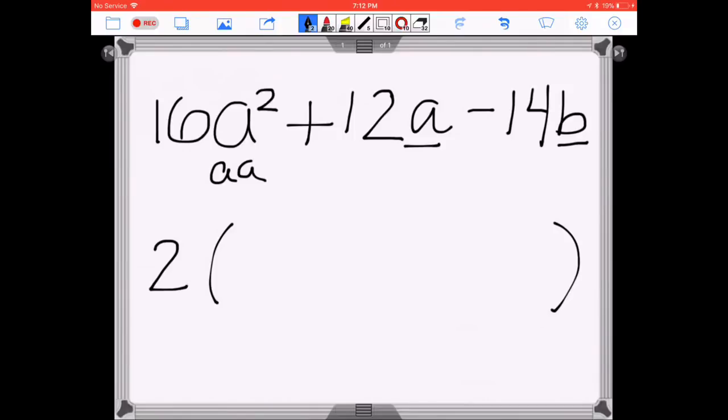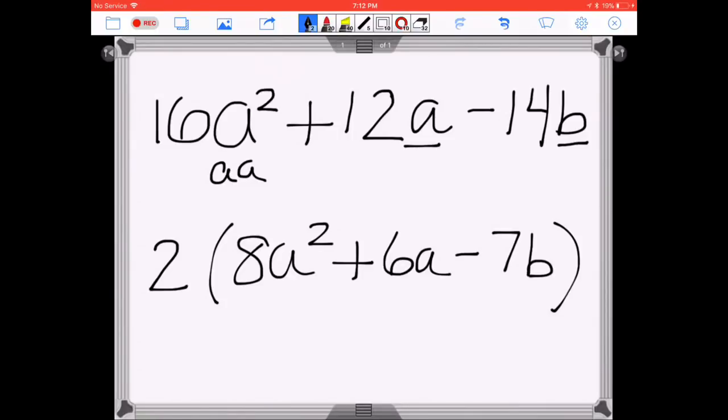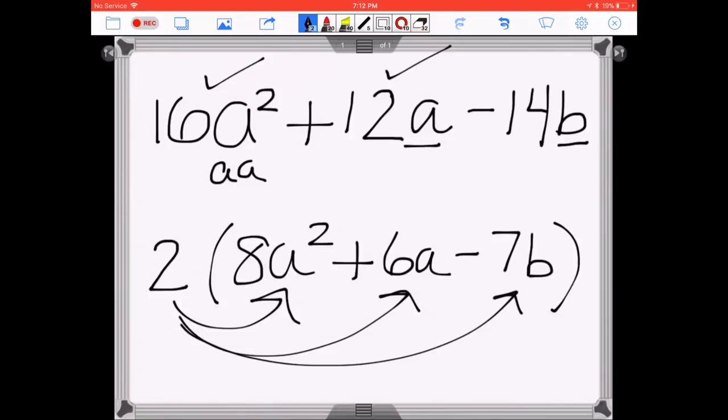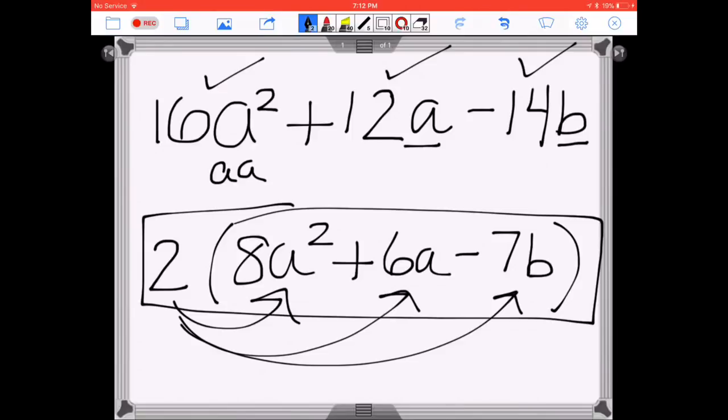2 times what is going to give me 16a squared? Well, that's just going to be 8a squared. And 2 times what will be 12a? Well, that's going to be 6a. And 2 times what is minus 14b? That's going to be minus 7b. And again, if we were to distribute that 2, we should get the original thing back. This will be our factored form.